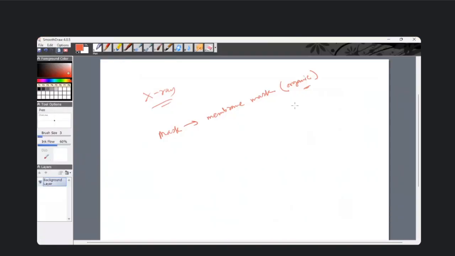So it's an organic material, and it is very thin also. Now overall, whether you go for X-ray or for E-beam lithography, the overall equipment is very highly sophisticated and costly. And the exposure time is also very high in comparison to photolithography or UV photolithography.